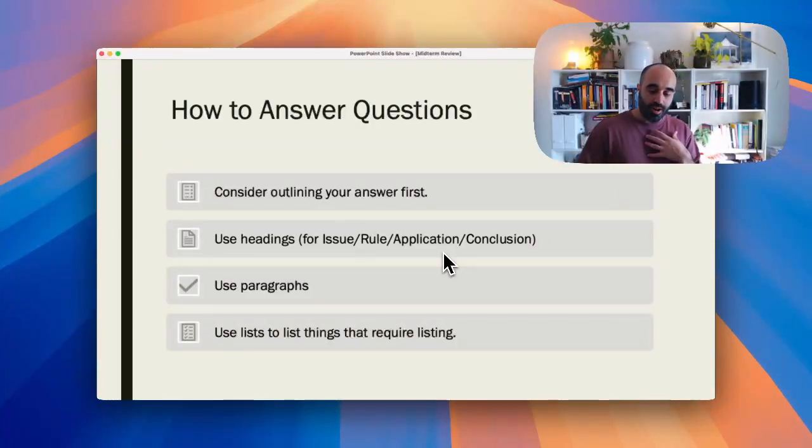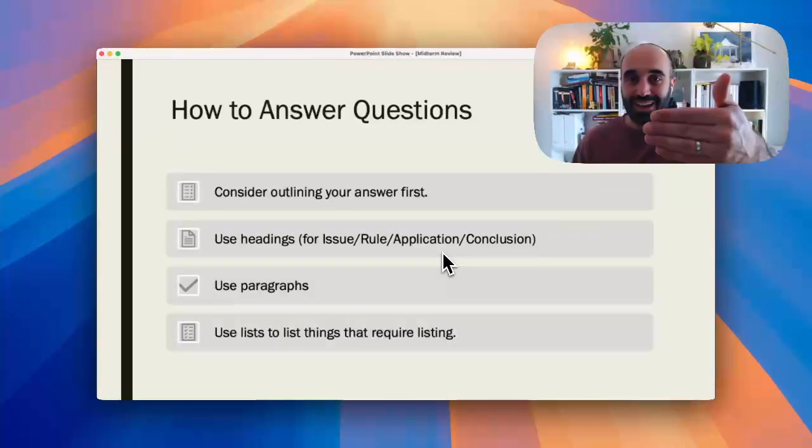That's not just for us as the markers, that it makes it hard to read, but also for you. Your answer, if it's more structured, right? If you use headings, heading for issue, heading for rule, heading for application, heading for conclusion, and then you use separate paragraphs for each part of the test, right? So you have a paragraph for standard of care, you could even put a subheading there if you want, right?